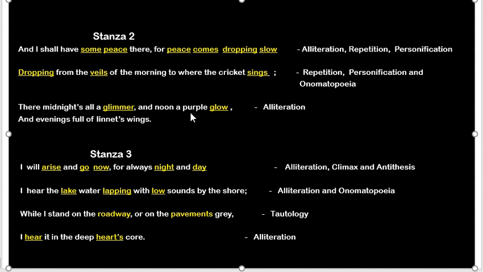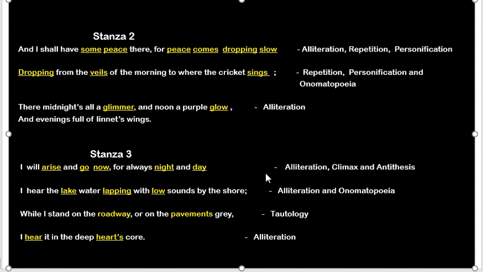In these lines we can see that the sound g is repeated in the words glimmer and glow, so it is alliteration. Now let's see stanza 3. Here we can see that three figures of speech are used: alliteration, climax and antithesis. Let us try to identify alliteration. Here we can see that the words now and night are used. In these words, the sound n is repeated, so it is alliteration.